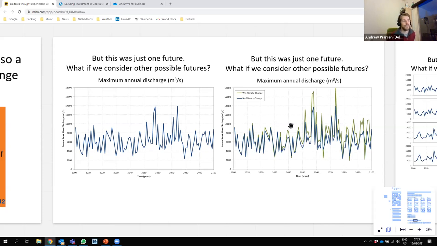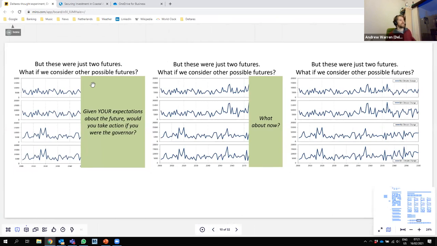And you can certainly see that, yes, there is a bit more of a trend in terms of increasing peak discharges. But again, would you be able to tell that you're in a high climate future versus a traditional climate future or a no climate change future? That's debatable. And then, of course, that's only two possible futures. And there are an infinite number of futures when it comes to climate change.